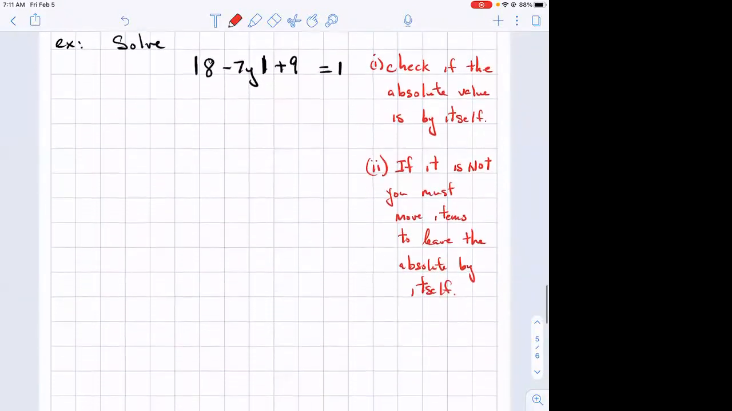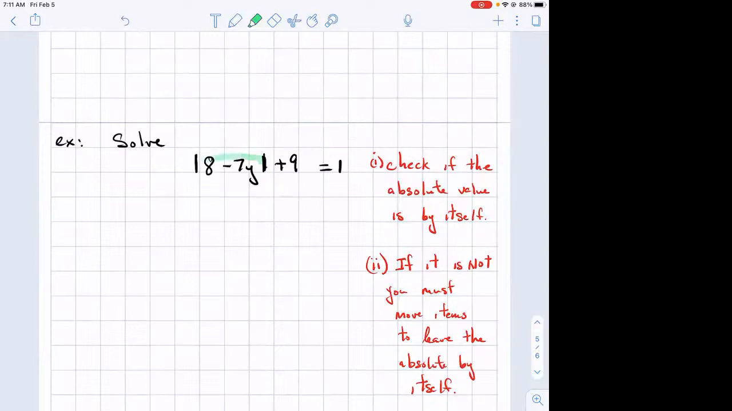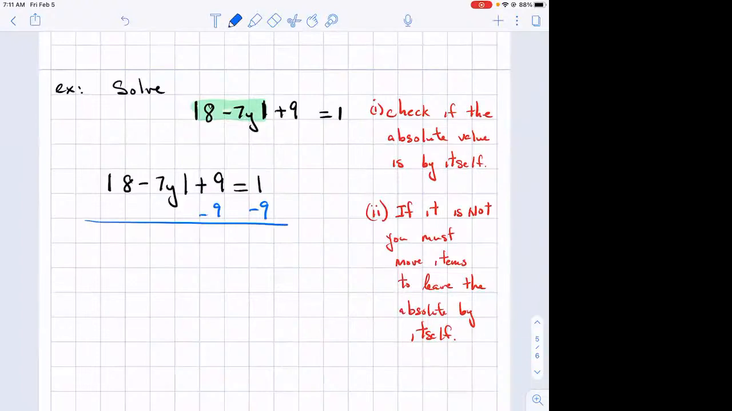Okay, so in this case, here is my absolute value. I want to leave this here by itself, so I have to get rid of that plus 9. We have the absolute value of 8 minus 7y plus 9 is equal to 1. Since I'm going across the equal sign, I will subtract 9 on both sides. And if I do this, I have the absolute value of 8 minus 7y is now equal to negative 8. So now my absolute value is by itself.